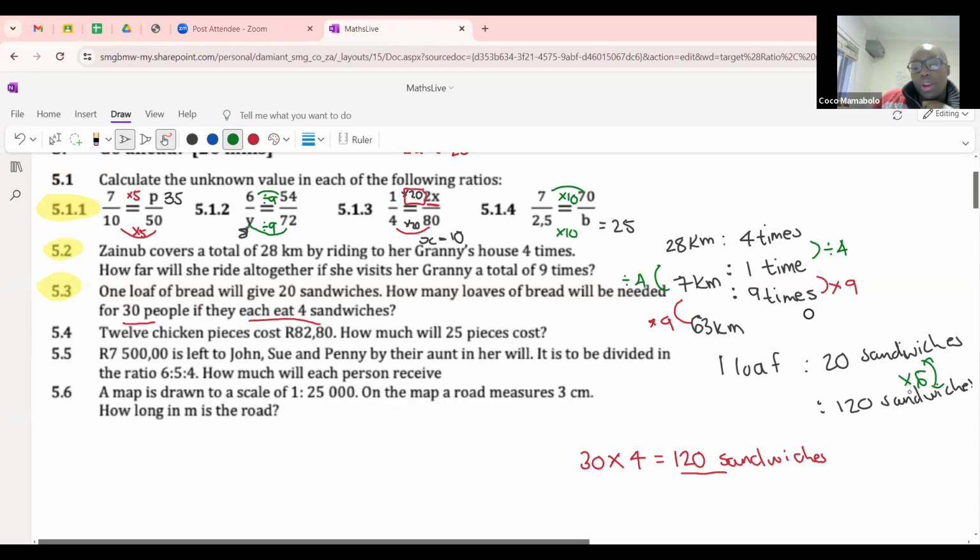And what I do on the right-hand side, where else do I need to do it? I do it on the left-hand side. Correct. I must do it on the left-hand side as well. So this would be times 6. So how many loaves do we actually need for 120 sandwiches? 6 loaves. Okay. I know it's kind of complicated, especially these kind of questions, because you need to do 3 things at the same time.